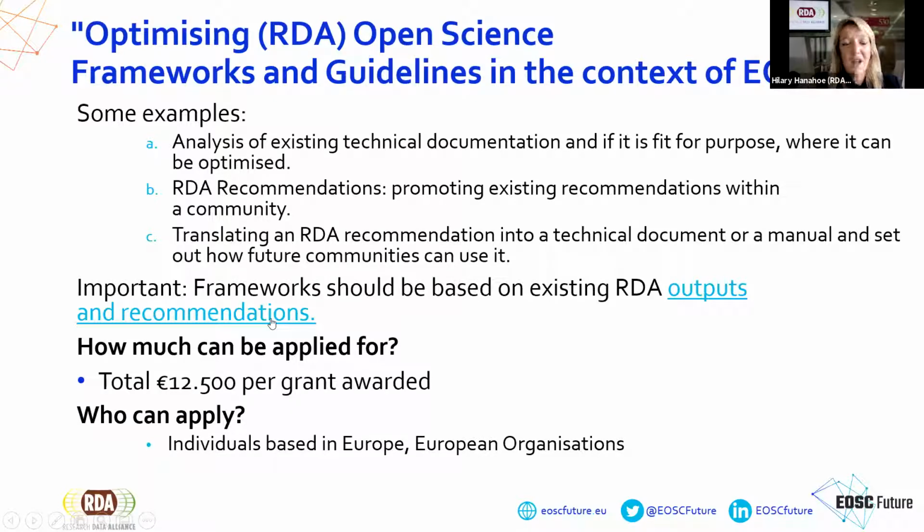So some examples to try and give you, but this is just examples. I would like to underline that. So analysis of existing technical documentation. So all of the outputs and recommendations of RDA have different, if you like, packages around them. They're all available on Zenodo, by the way, as well as on our own web platform, to see if they are fit for purpose and where they could be optimized, where they need to be, and updates made to them so that they can be more EOSC focused.